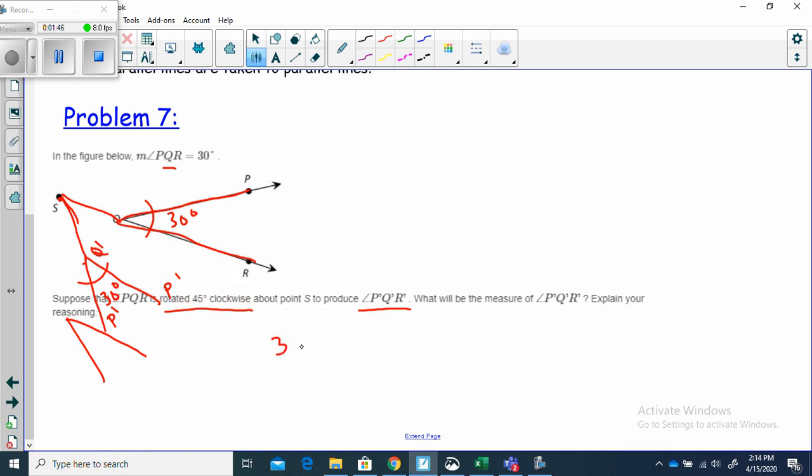What is the measure of angle P prime, Q prime, R prime? It is 30 degrees. Why? Because when you rotate it, you do not change the angle. The angles keep their same measure. It's a congruence transformation.